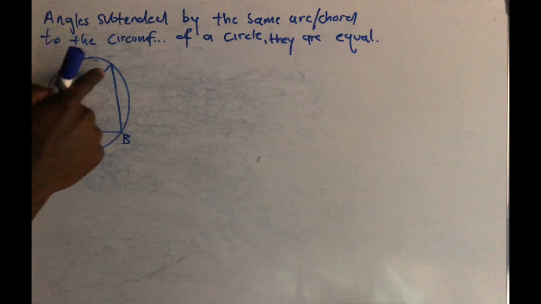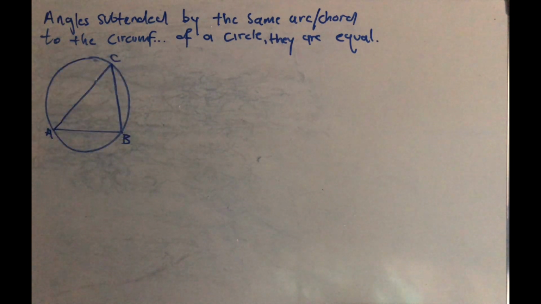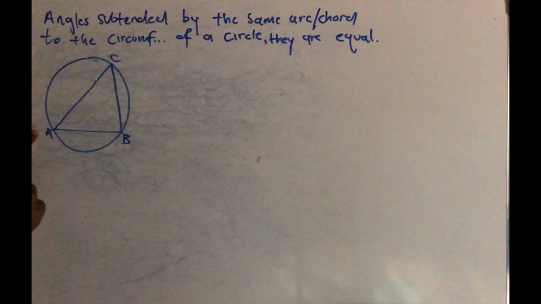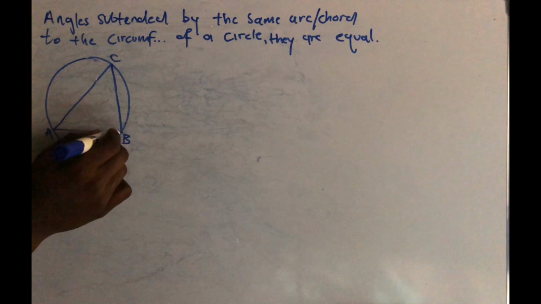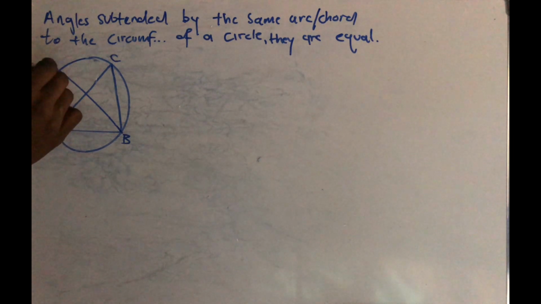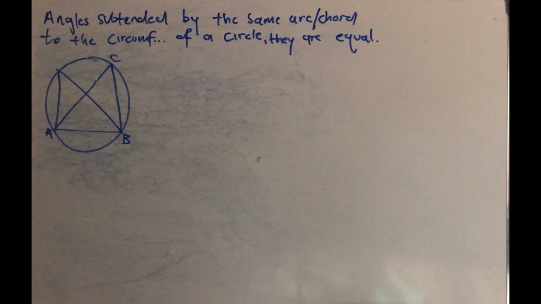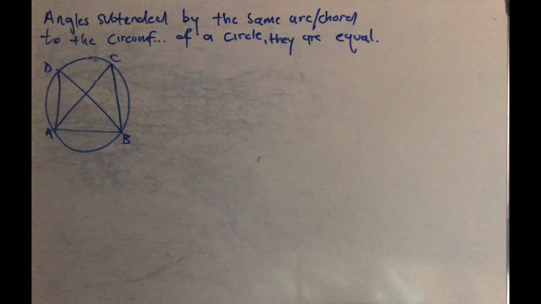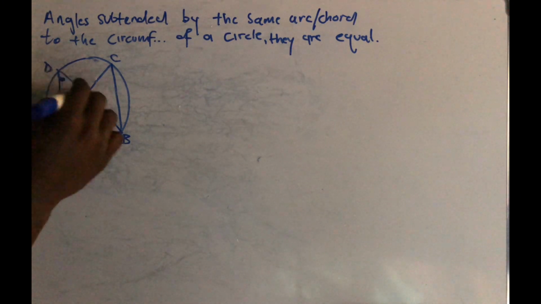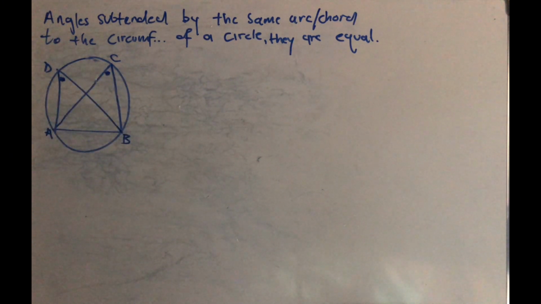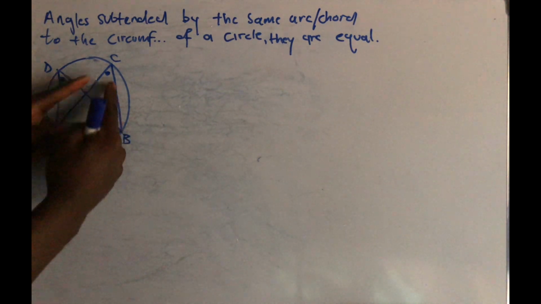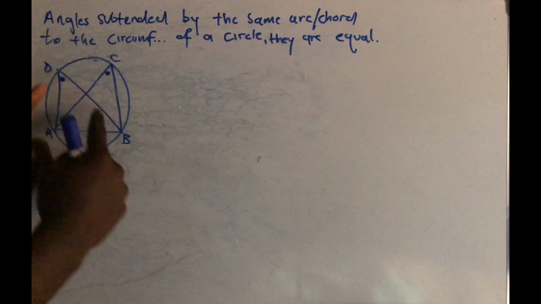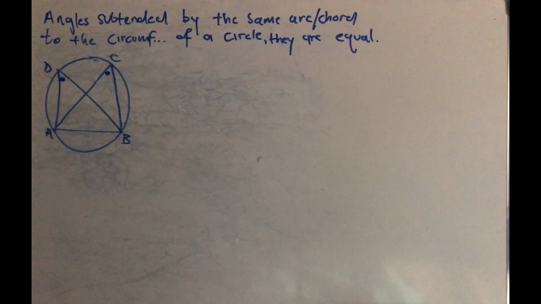You see, this is the angle. Let's call this angle C. And then again, chord AB subtends another angle to the circumference, and this angle now is angle D. So this angle and this angle will be equal since they are subtended by chord AB to the circumference of the circle this side, and also AB subtends another angle to the circumference of the circle. So this is a chord.